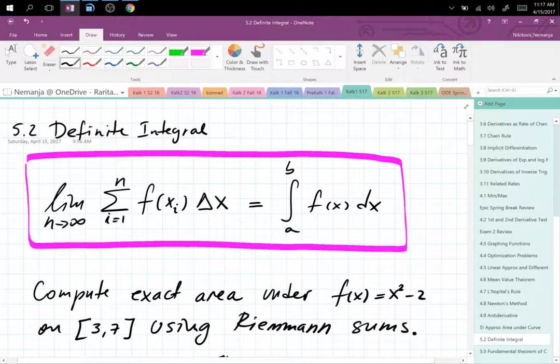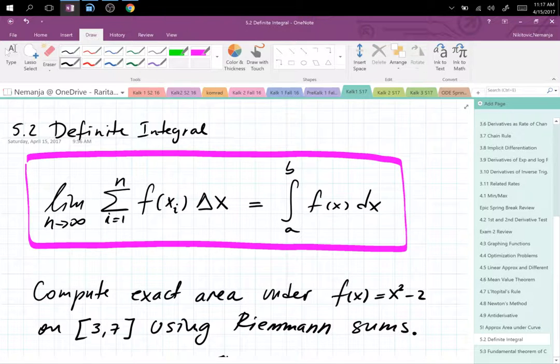Hello and welcome back to Calculus 1 section 5.2 part 2. In the first part of this lecture, we had to interrupt because we had to go urgently and walk outside. Now we're back and working on the second part of the lecture.